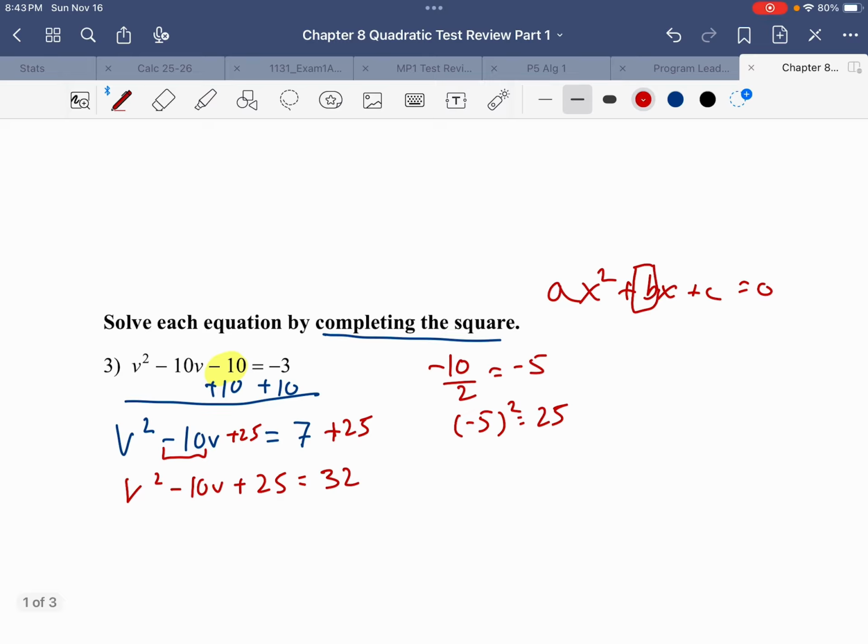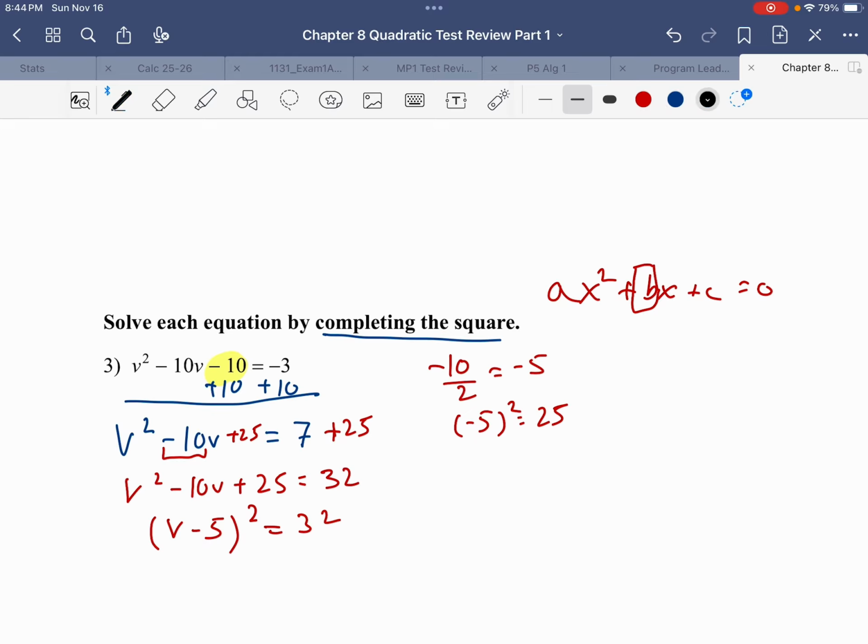The whole point of completing the square is being able to write this in the form of some binomial squared, like two terms squared. In this case, if it's v squared minus 10v plus 25, this is v minus 5 squared, and it's equal to 32. Now to undo the fact that this is squared here, I need to take the square root of both sides. One thing I forgot to mention a second ago: that number that we're going to be working with is b divided by 2, for what should be inside the parentheses here.